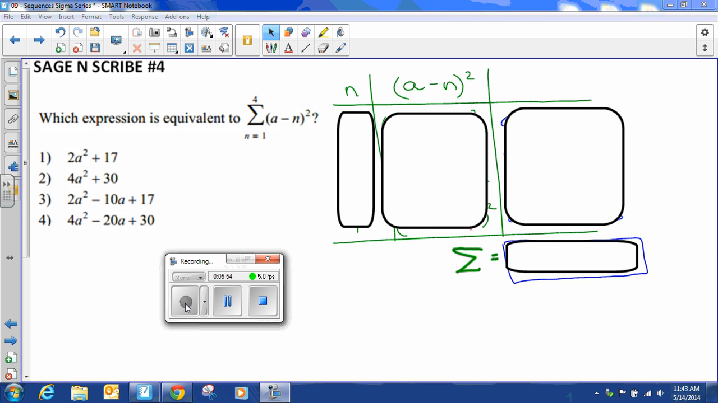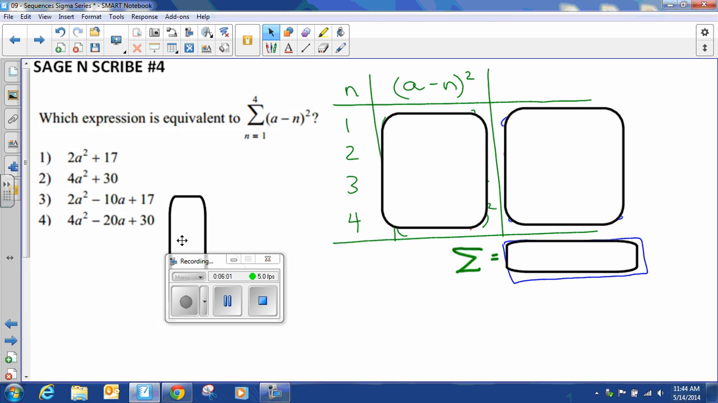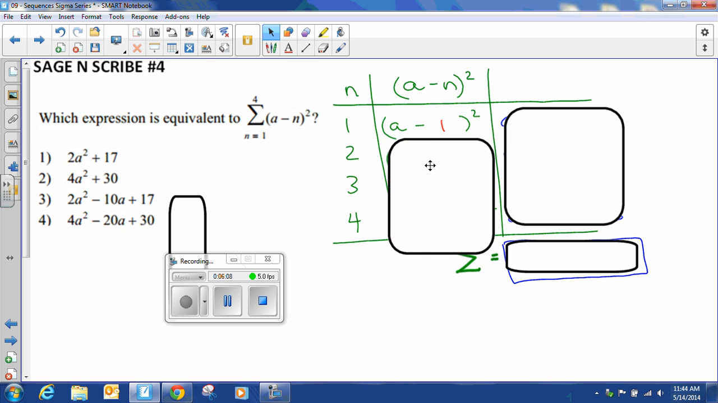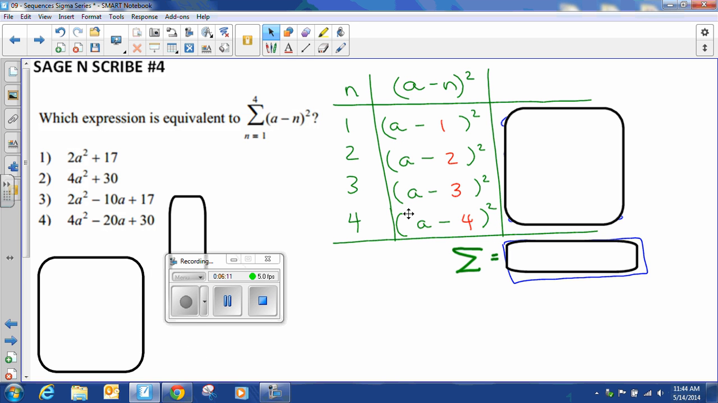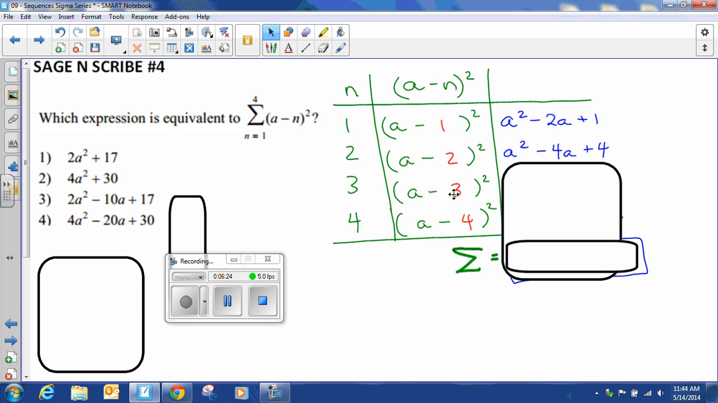And finally, Sage and Scribe number 4, we have 1 through 4, so we have 4 rows, a minus n squared, with only the n being replaced by these values. What you'll see is you must FOIL this. A minus 1 squared gives you the trinomial a squared minus 2a plus 1. A minus 2 squared also gives you a trinomial, a squared minus 4a plus 4.